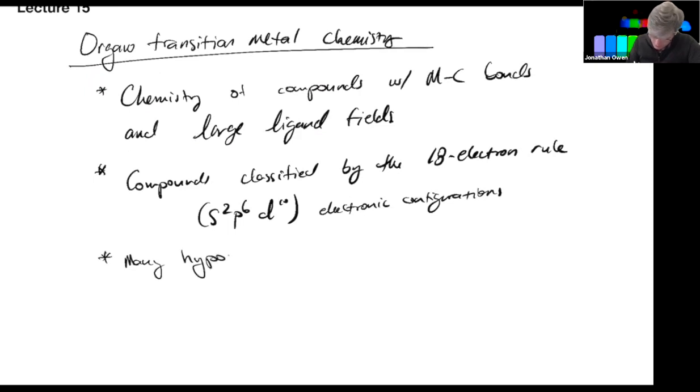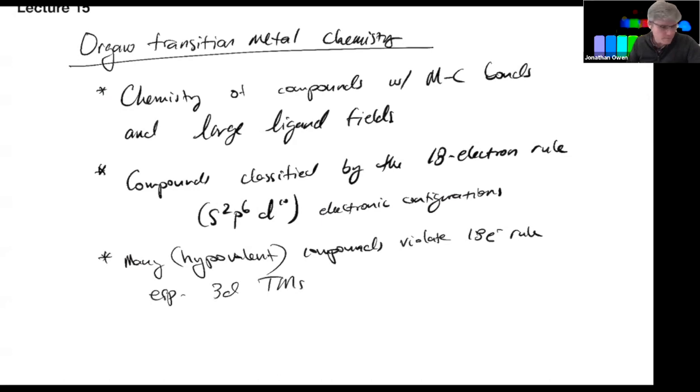We'll call them hypovalent compounds, especially the 3d transition metals. So 4s and 4p are higher than 3d by a significant margin, and so they don't really participate in the bonding as well. And sometimes in the 3d transition metals, you'll see 12 electron compounds instead. You just have the s and the d's.